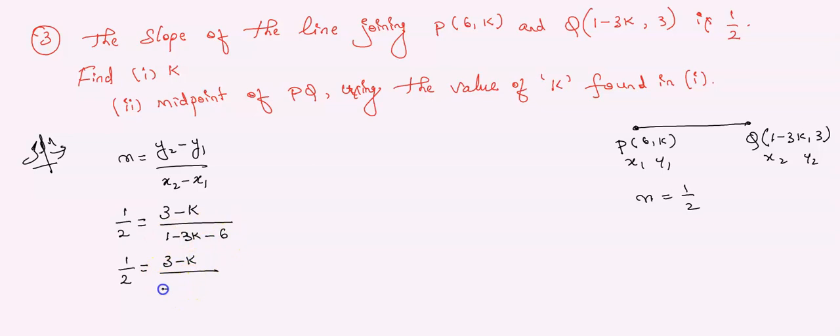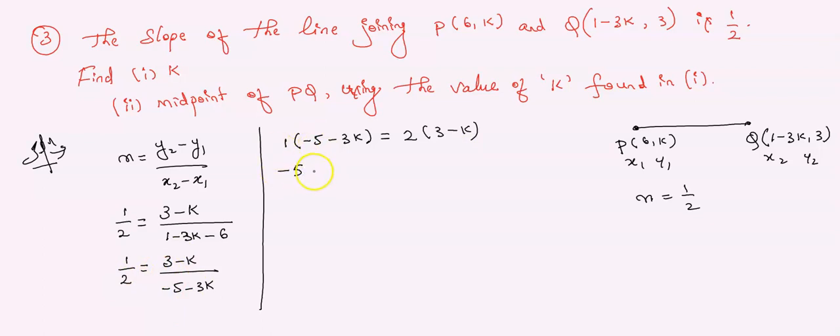How much is 1 minus 6? That is minus 5. So the denominator is minus 5 minus 3k. Okay. Now shall we cross multiply? Cross multiplying, 1 into (minus 5 minus 3k) is equal to 2 into (3 minus k). 1 multiplied by anything remains the same. So minus 5 minus 3k is equal to 2 threes are 6, minus 2k.